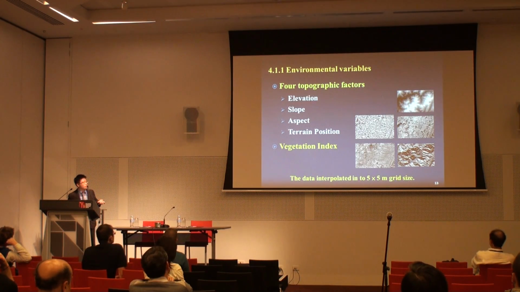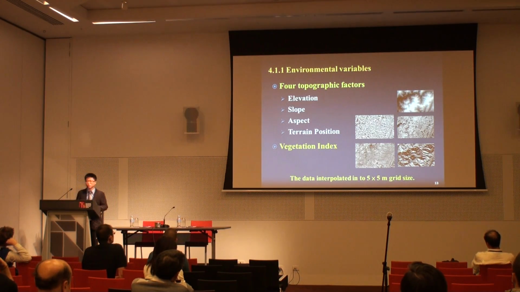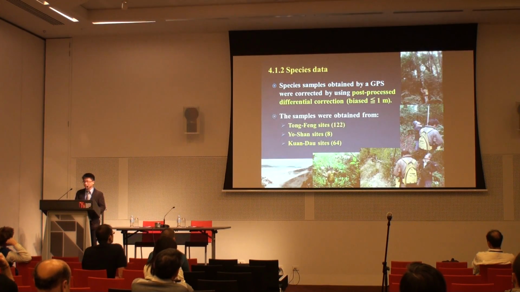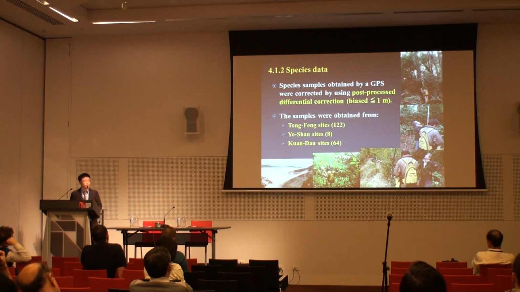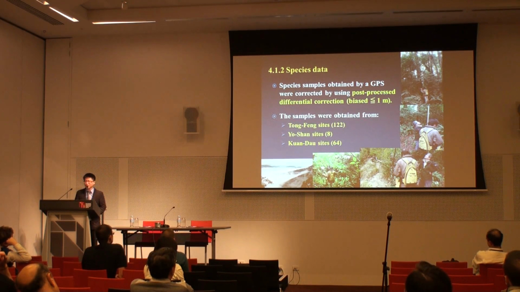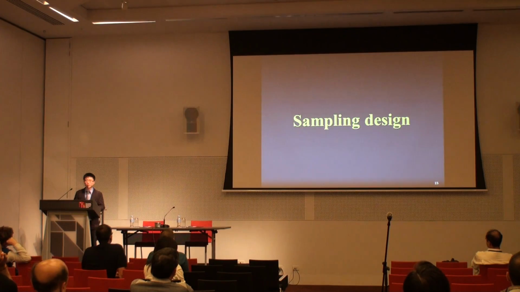The vegetation index is generated from two SPAVA images. Second, the species samples were obtained by GPS, using post-process differential correction. So far, for all the CGT samples, the total number we have is 122 from the Dongfeng site, 8 samples from the Yousheng site, and 64 from the Guandao site. We further combine these data points and make a sampling design.